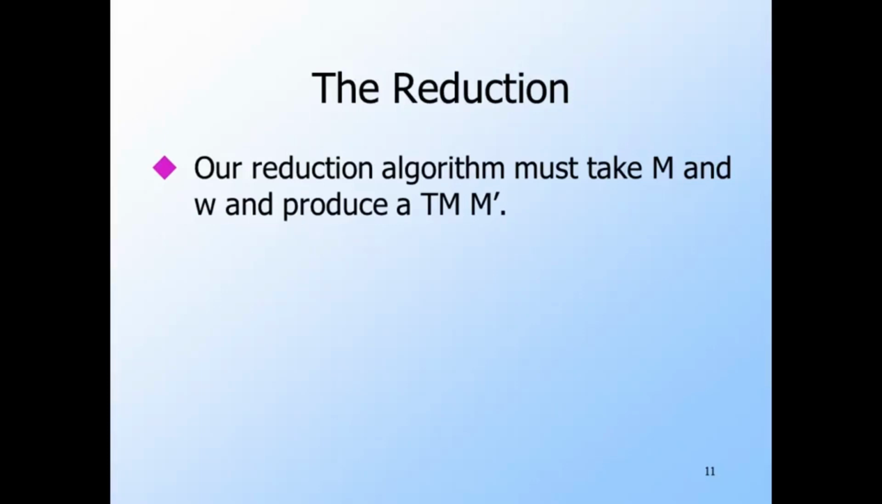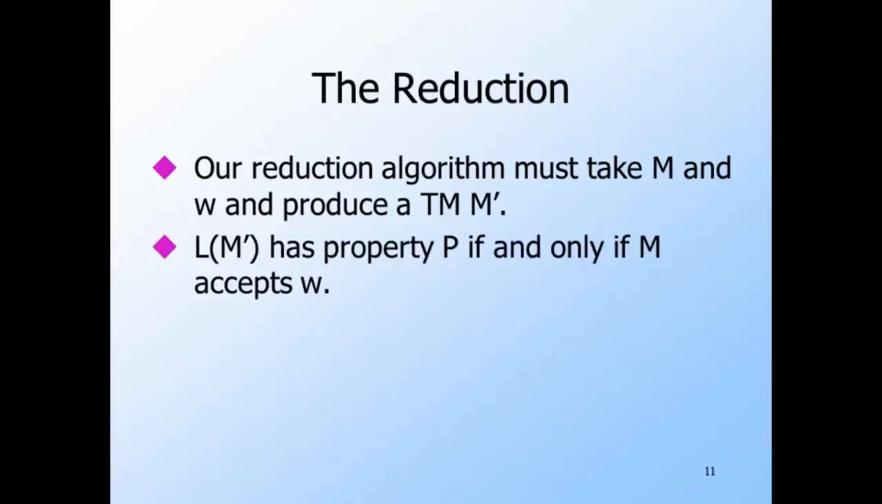That is at least the right form, since L sub P is a set of Turing machine codes, those for which the language of the machine has property P. Of course, for the transduction from M and W to M prime to work, we must arrange that M prime has property P if and only if M accepts W. That is, M prime is in L sub P if and only if M and W is in L sub u.